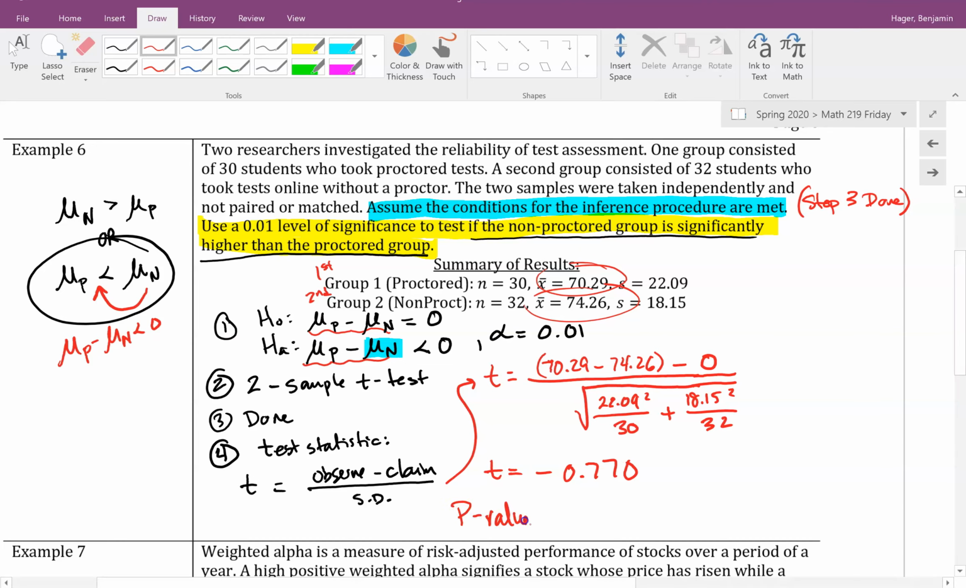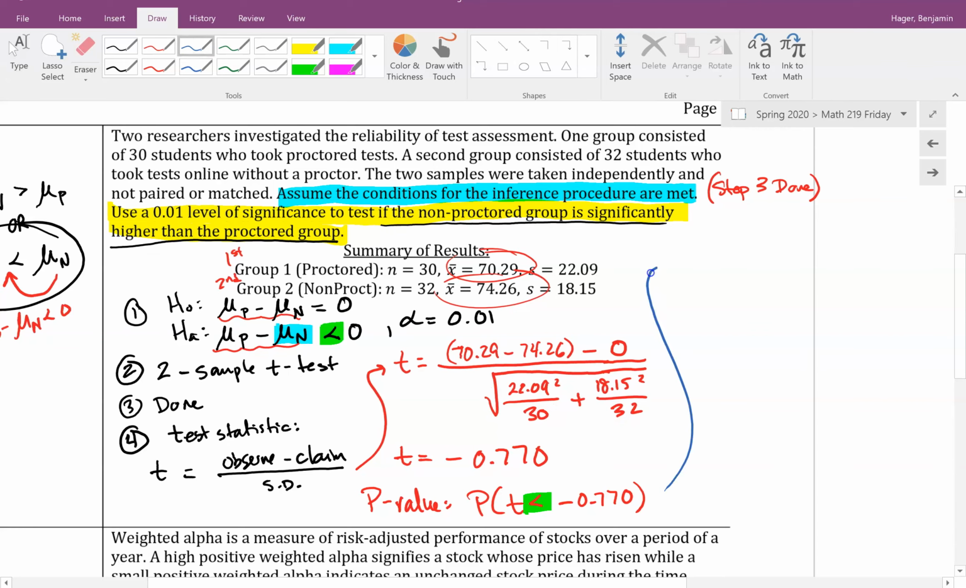The next thing you would do after that is say, well, I need my p-value, and that would be the probability of getting a t-score. What do I want? Less than, right? Yep, because my alternative wants less than. The probability of getting a t-score less than that, which if you're using the t-table is sort of inconvenient. Don't forget that by symmetry, this is the same as the probability of getting a t-score greater than positive 0.770, which is what I would use on my t-table, because our t-table is designed to tell area right of scores, not area left of scores.